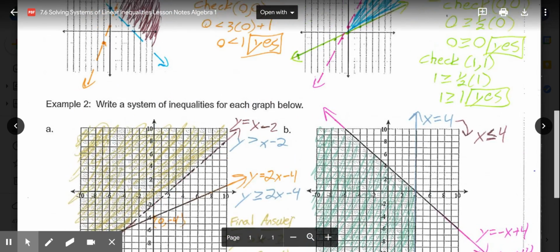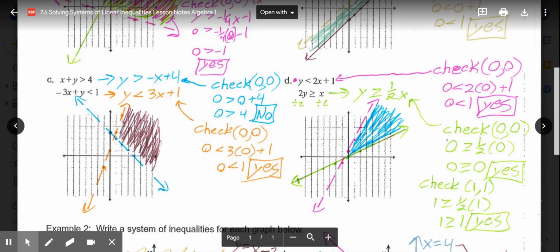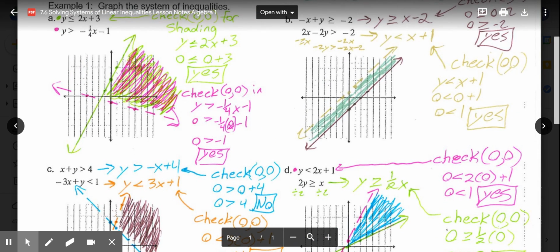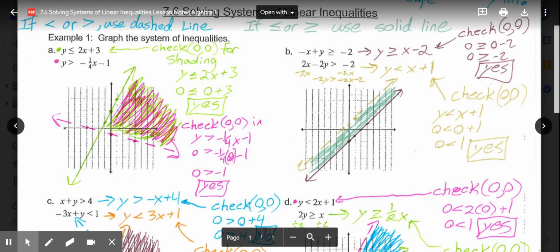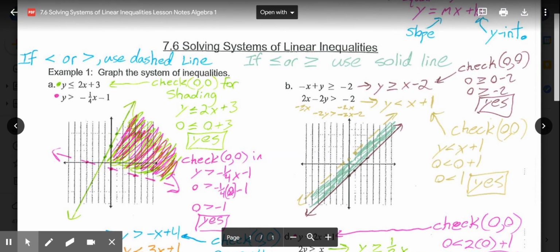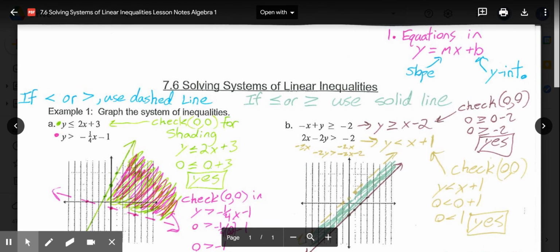So if you forgot how to do the basics of the graphing, I know I skimmed over it in this lesson because we've been doing graphing for a while, but I will attach additional videos on how to go through this process if you need a refresher from previous lessons.